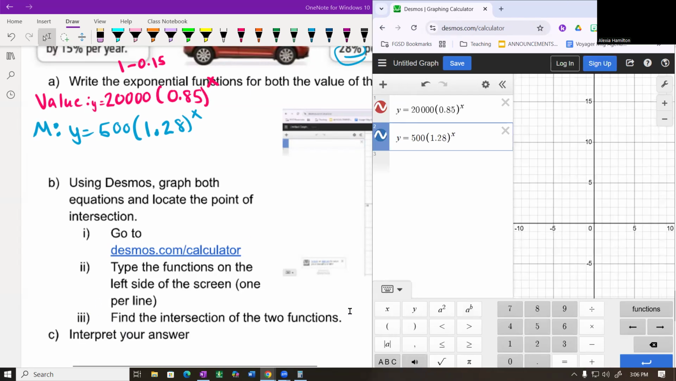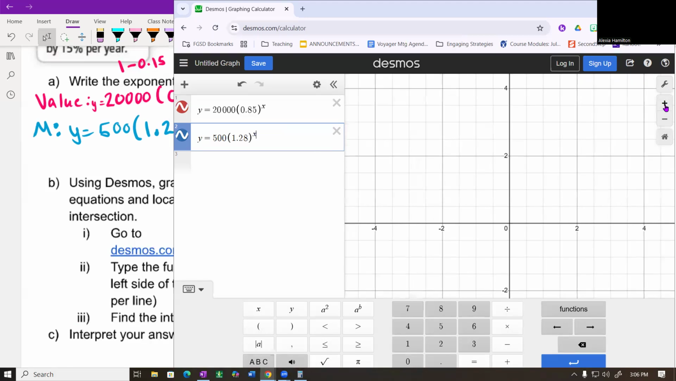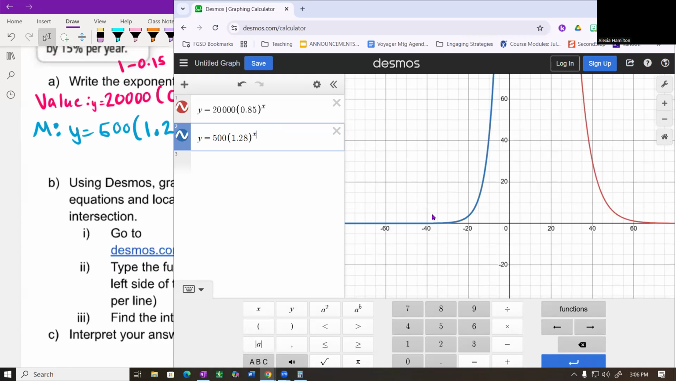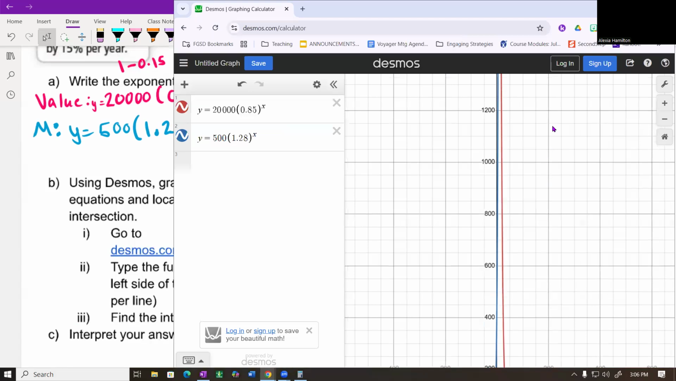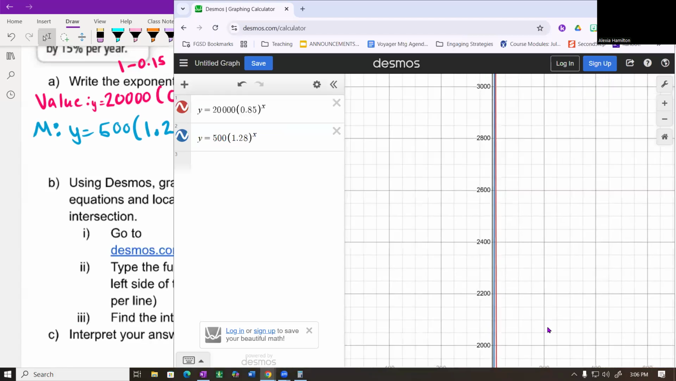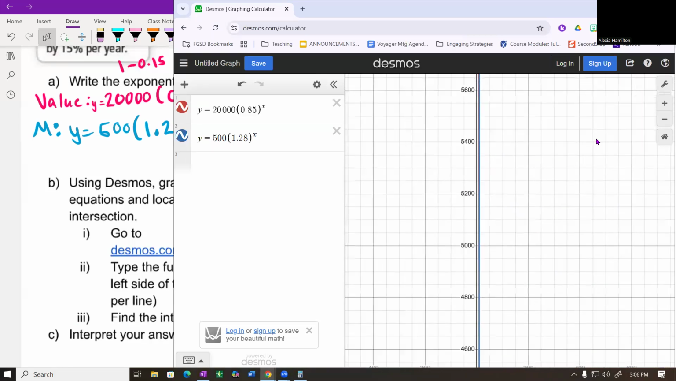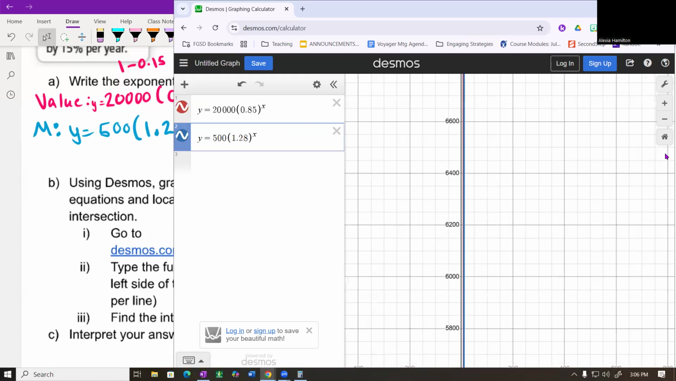And then step 3, we need to find the intersection of the two functions. And this is where it's going to be kind of iffy. So on the right-hand side, we have a little wrench, we have a plus, and we have a minus. I recommend the minus. And when I zoom out a little bit, I start to see lines. So maybe zoom out some more. And then we can also click and drag on the screen. So we're looking for where they cross. Somewhere. They cross somewhere in here, but I'm not seeing it.